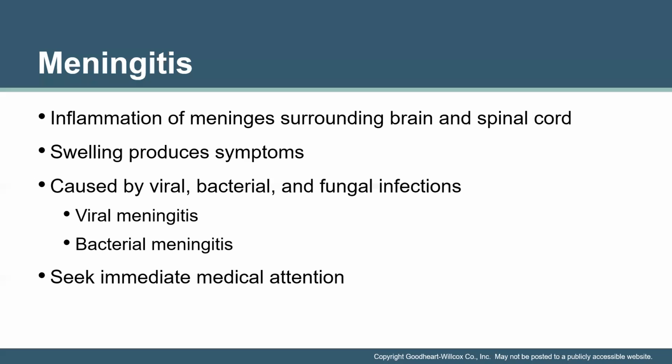Okay, we talked about the meninges. This is where meningitis comes in relevance. This is the inflammation of the meninges surrounding either the brain and or the spinal cord. The swelling of these membranes is what will create the problem. They are caused by infections. So you can have viral meningitis and bacterial meningitis or a fungal meningitis. And this is where you want to seek immediate attention.